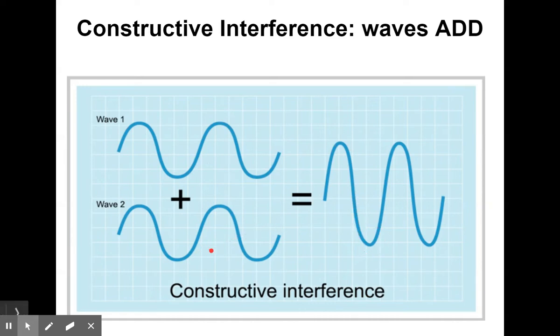The wavelength is the same, but the amplitude goes up. Now, constructive interference may not be exactly, they don't have to be perfectly lined up, but it's anything where it's adding and making the wave bigger. So that's constructive interference, higher amplitude.